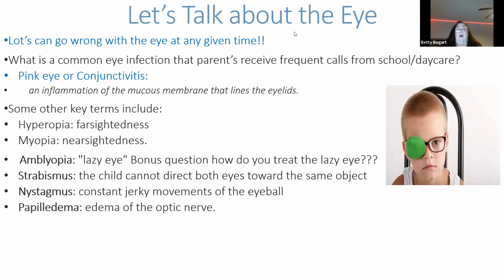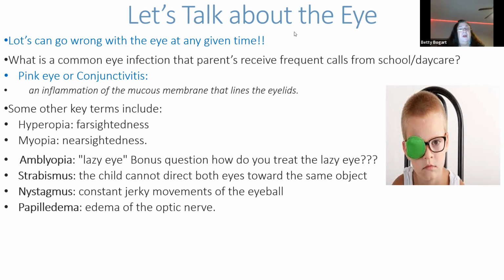So the eyeball. What can go wrong with the eye? Well, lots can go wrong. Number one, an infection, pink eye or conjunctivitis. That is an inflammation of the mucous membrane that lines the eye. We treat it with antibiotics. Some other things that you need to know are hyperopia and myopia. Nearsighted, farsighted. I can't see close, I can't see far. Glasses are required.